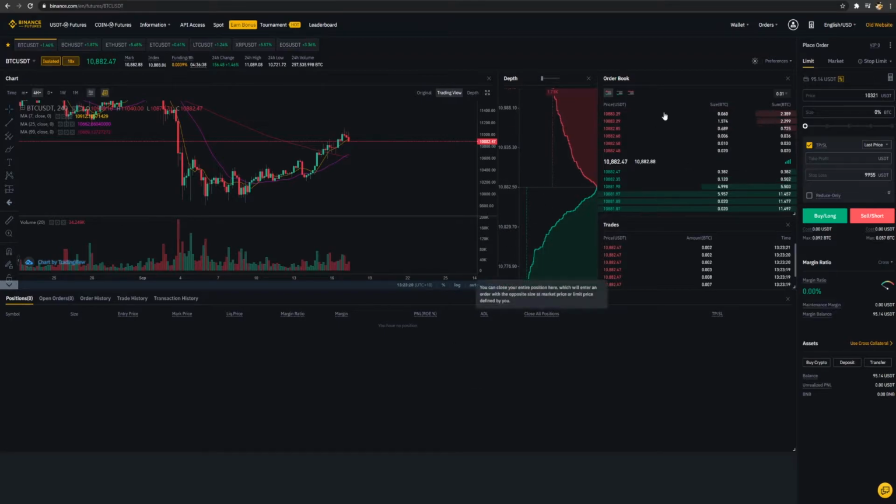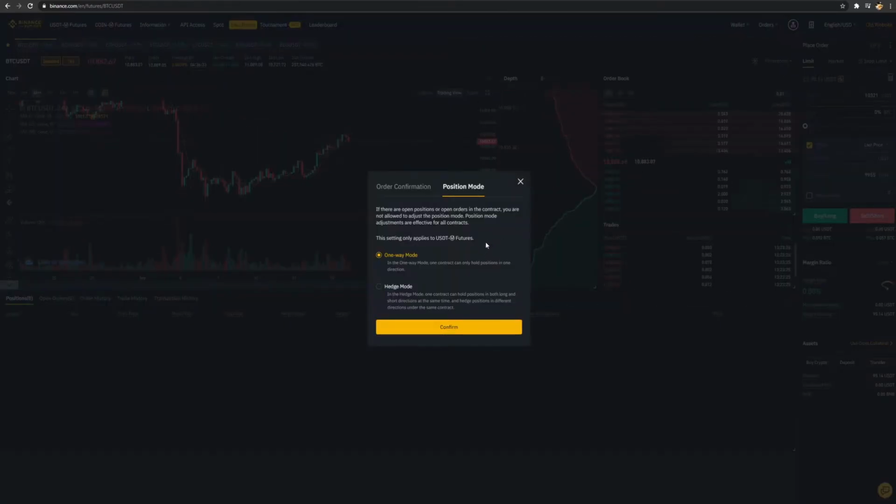So after we've done that, the next thing you need to know is, if you go over to the three lines just in the corner, you can go to position mode. So position mode is basically one way or hedge. So one way mode, basically you can only hold a contract in one direction. So if you buy long, it's long. If you buy short or you sell short, it's short. In hedge mode, you can have one contract and it can hedge against both long and short. All right. For this example, we're going to stick to one way.